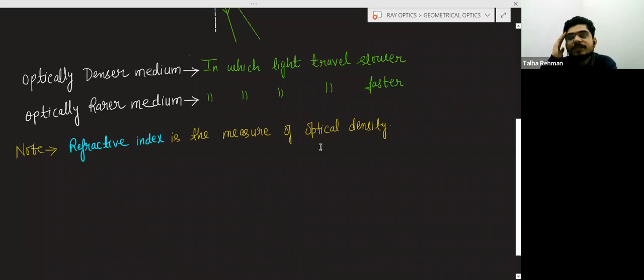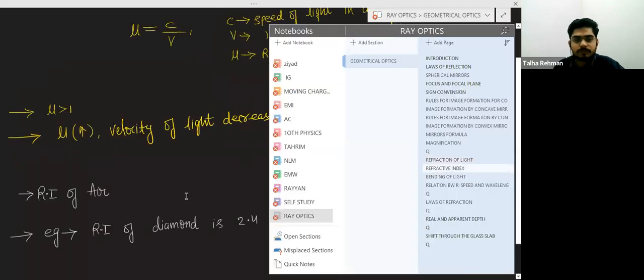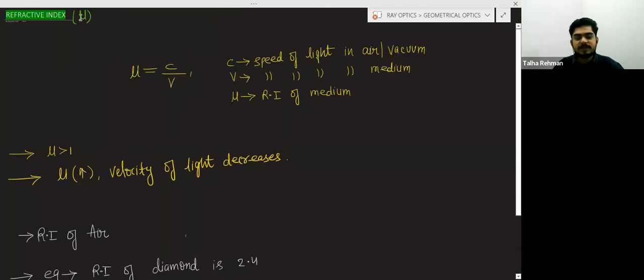Refractive index is the ratio of the speed of light in air, vacuum or free space divided by the speed of light in that medium. So next topic is the refractive index. Refractive index is represented by mu, and refractive index is basically C by V. What is C? Speed of light in vacuum. And what is V? Speed of light in medium. And mu is the refractive index of the medium.